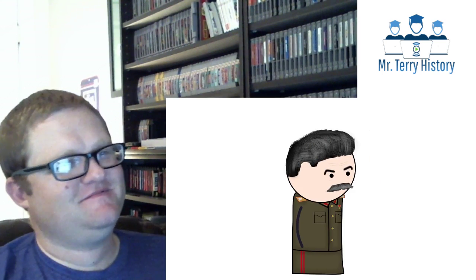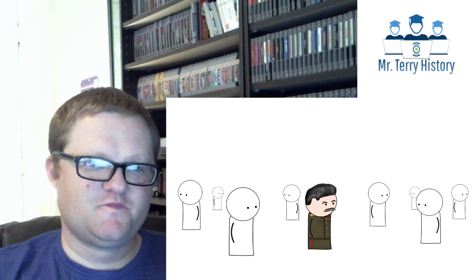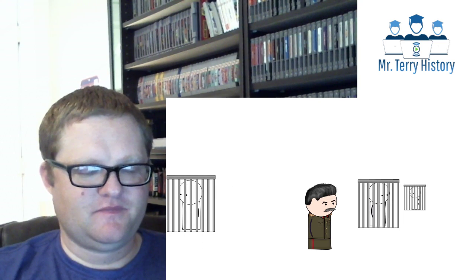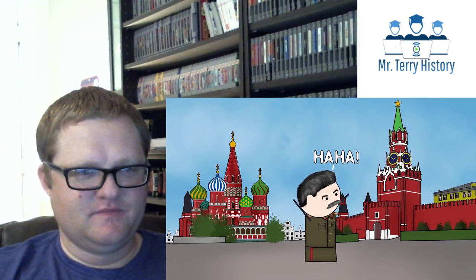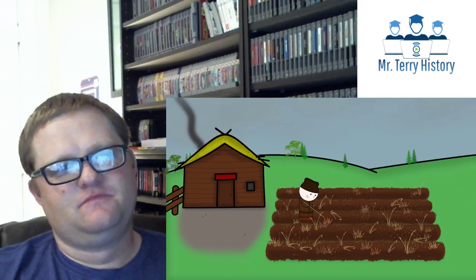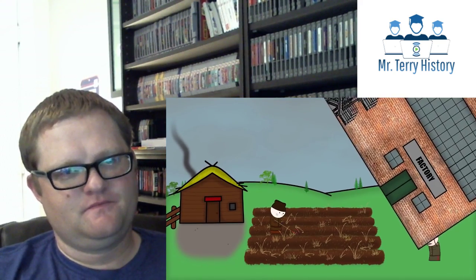Stalin was a rising force in the Communist Party. He still had some opponents, but conveniently, all of them were arrested or disappeared. So that was lucky. And so Stalin took over. He implemented his 5-year plans, which transformed the country from an agriculture-based economy to an industrial one.